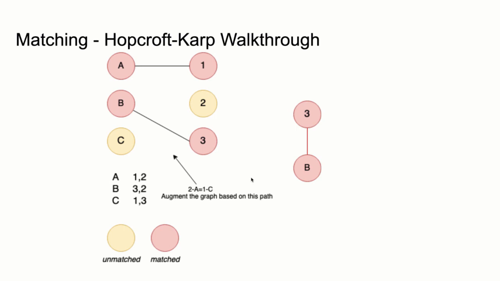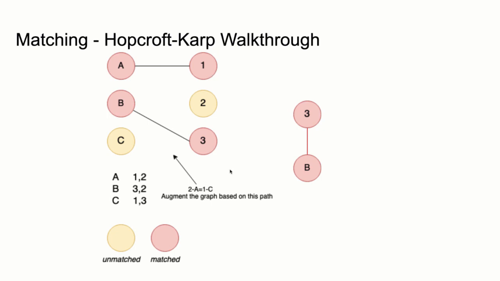There are no more unmatched vertices in this right-hand graph. If there were, we'd continue making paths and we'd continue making these little denotations down here. And once we're done with the right-hand graph, which in this case we are, we're going to augment our graph based on the path that we found from the graph that we already made. We're going to augment our bipartite graph with this 2-A-1-C path. We're going to create the connection between A and 2. We're going to remove the connection between A and 1, and we're going to add the connection between 1 and C.